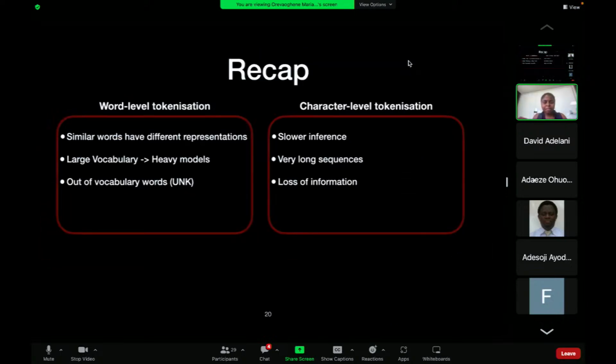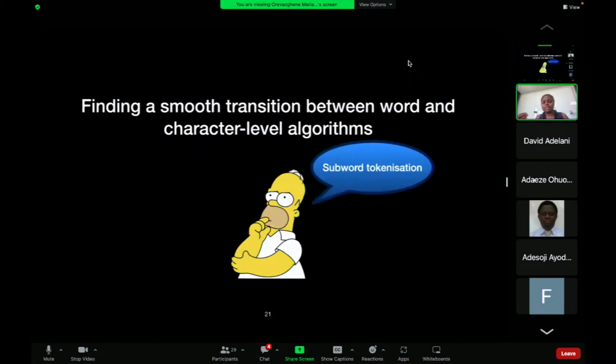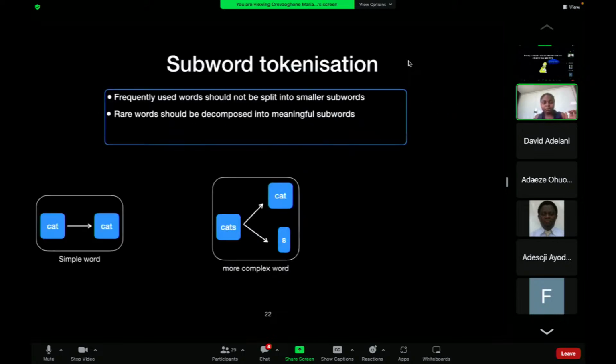So just to recap, these are the drawbacks of word level and character level tokenization. Similar words will have different representations. On the left case, you have large vocabulary, heavy models, lots of information, long sequences, and all of these problems. So can we find a smooth transition between word and character level algorithms? That's where subword tokenization comes in.